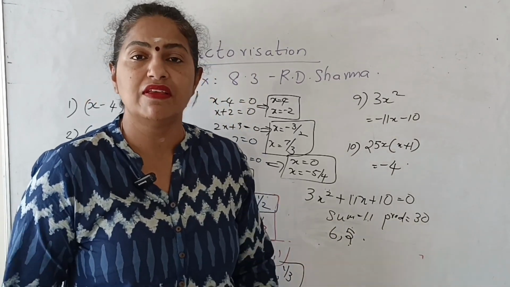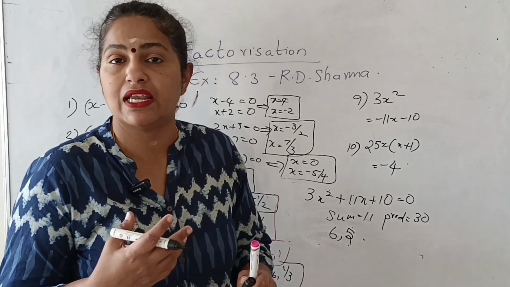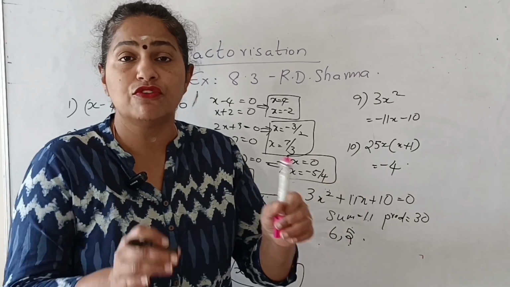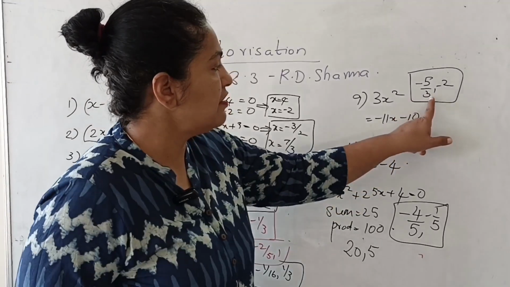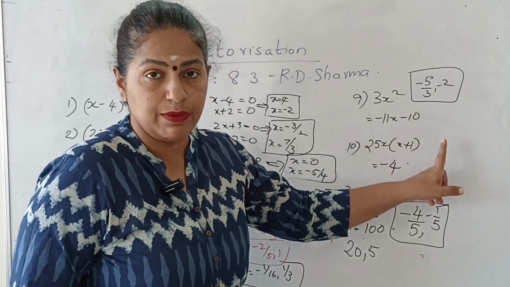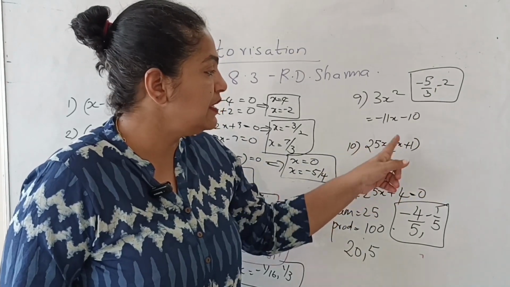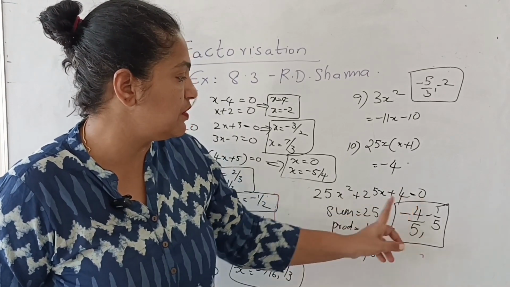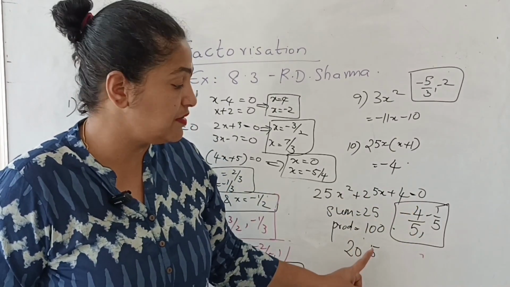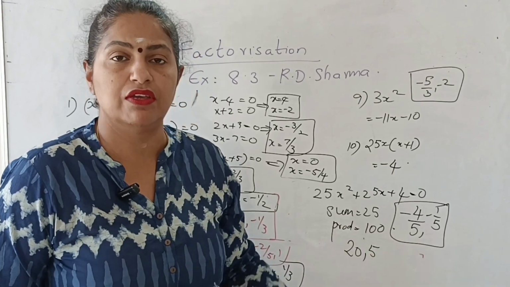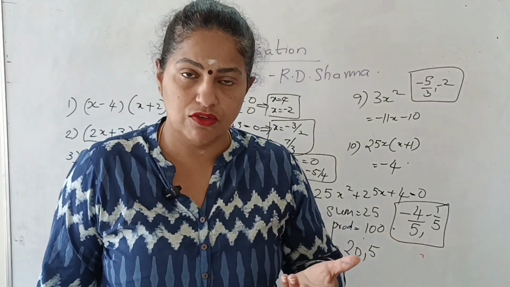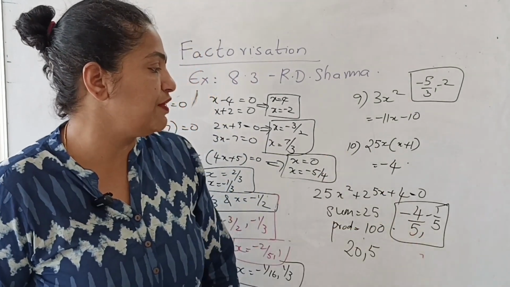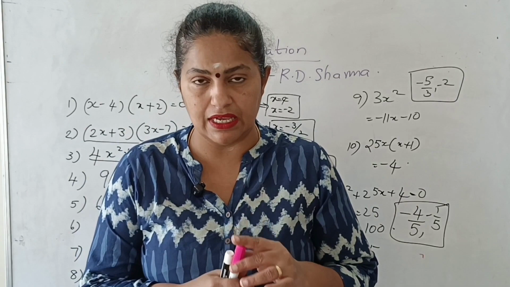Split the middle term using 6 and 5 and group the terms and let us figure out the answer. Please do the steps on your own. I will just give the final answer so you can cross verify. So the answer for the ninth one I have written over here: minus 5 by 3 and minus 2. Now the 10th one I had to rearrange and I am getting 25x square plus 25x plus 4 is equal to 0. Sum is 25 and the product is 100, giving me the numbers as 20 and 5. After using this to split the middle term and grouping the terms, you will get minus 4 by 5 and minus 1 by 5 as the final answer.